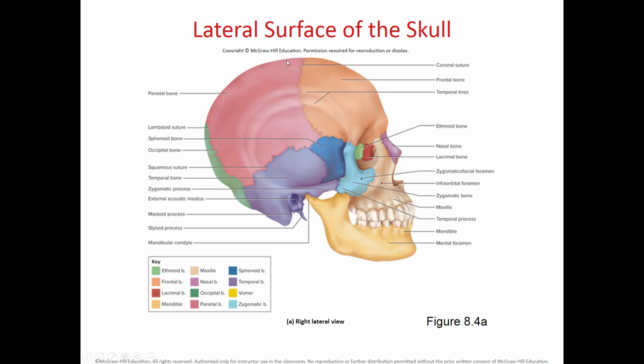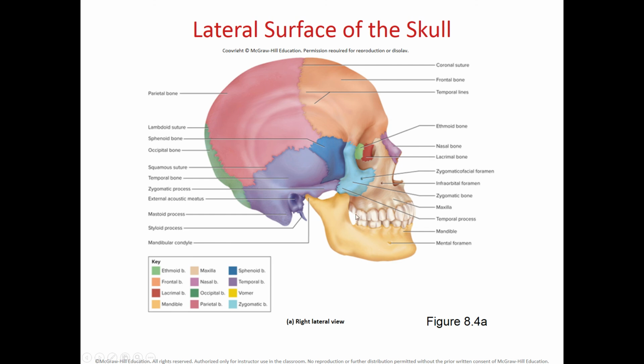So here you can see a better view of the lateral surface of the skull. This is the frontal bone connecting to the parietal bone through this coronal suture. Here you have the temporal bone connecting to the parietal bone at what we call the squamous suture. And then here we have the temporal bone and the parietal bone connecting to the occipital bone, this one in green, through what we call the lambdoid suture.